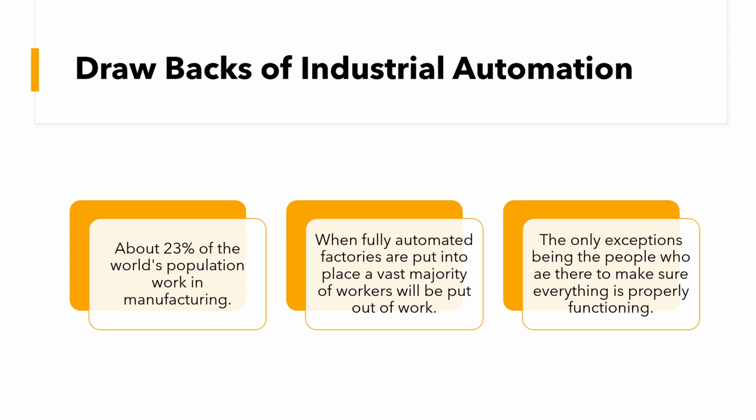Roughly about 23% of the world's population is working in manufacturing. So when fully automated factories are put into place, a vast majority of workers will be put out of work. The only exceptions to that being the people who are there to make sure everything is functioning properly.